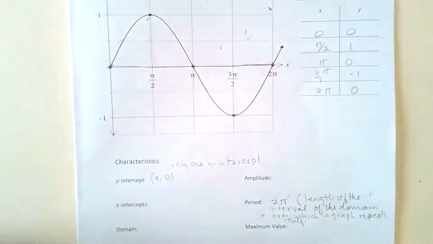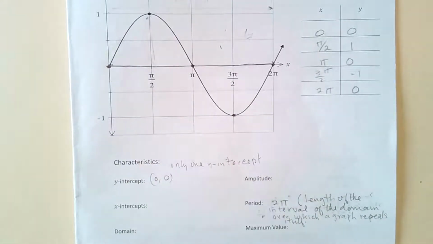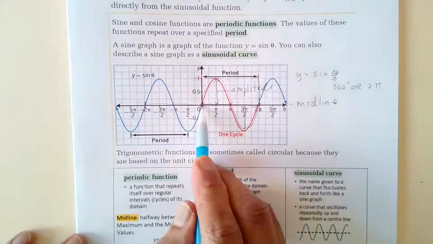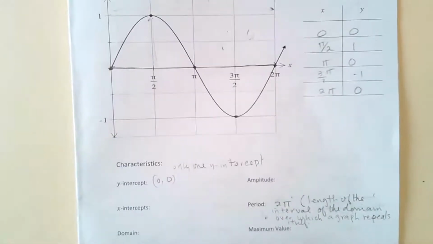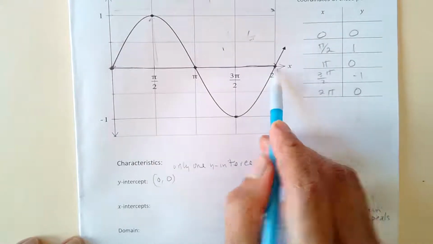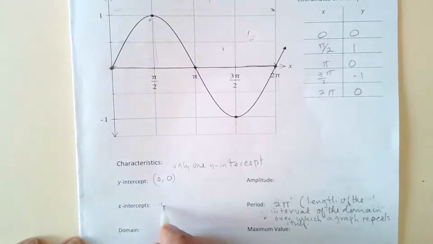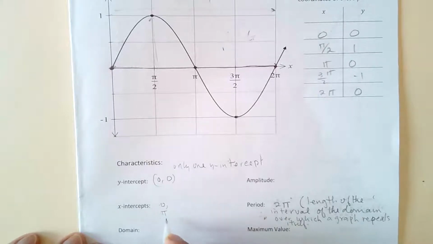And we're looking at one cycle. Even if you were to go beyond one cycle, as you can see here, there's only one y-intercept for a y equals sine x graph. Now the x-intercepts in this one cycle would be 0, pi, and 2 pi. These are the x-intercepts.